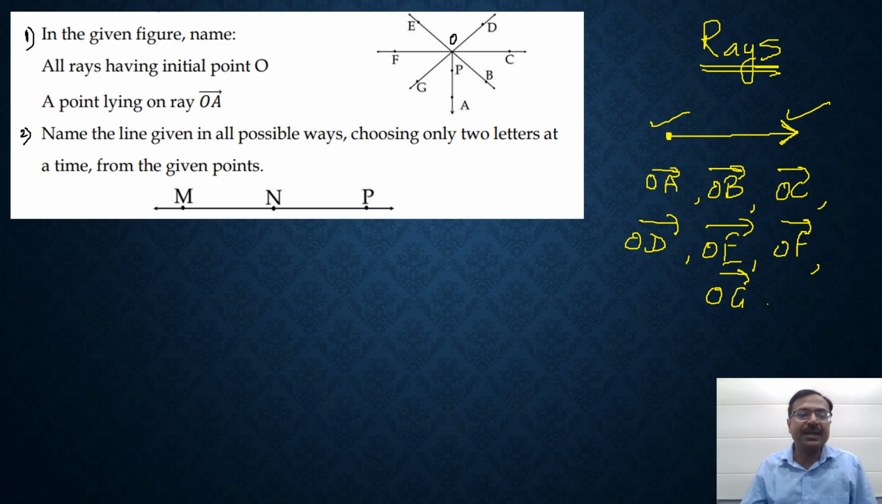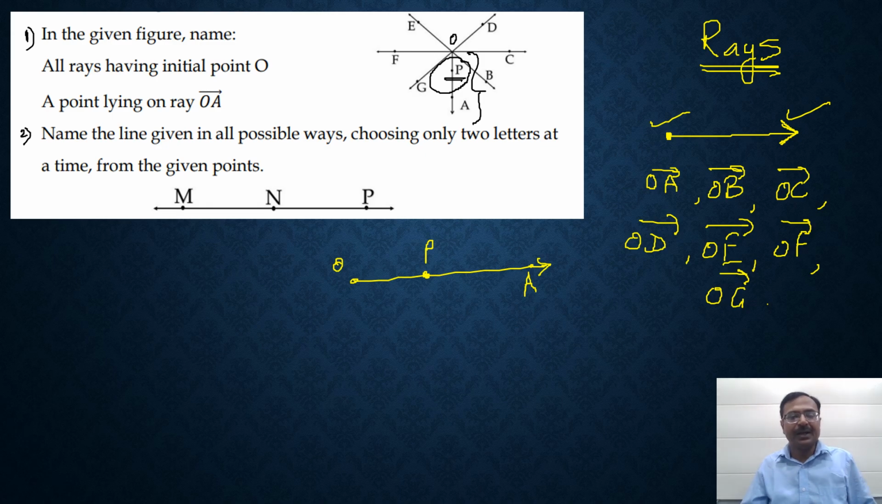Now in the second part, he asks us to find a point lying on the ray OA. So if there is a ray OA like this, and you want to find a point lying on this, it has to lie somewhere on this region between O to A. And if you see the figure carefully, you see this point P that lies on this ray OA, and therefore the point P lies on the ray OA. That is the answer of the second part.